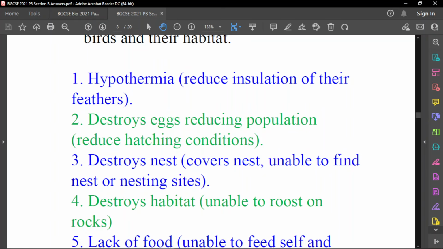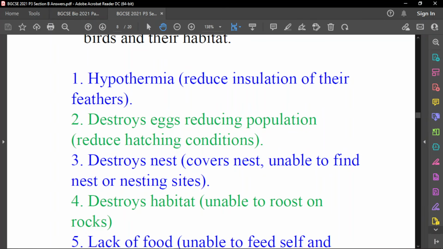Hypothermia happens because the feathers now lose the property of providing insulation for the birds. If the feathers cannot warm the birds anymore, they're going to be exposed to extreme temperature, coldness particularly, which could lead to hypothermia, and of course death after that. But you should not use death as your first answer. You can explain how these things could cause death. Okay? All right, so number 2 here says destroy eggs, reducing population.